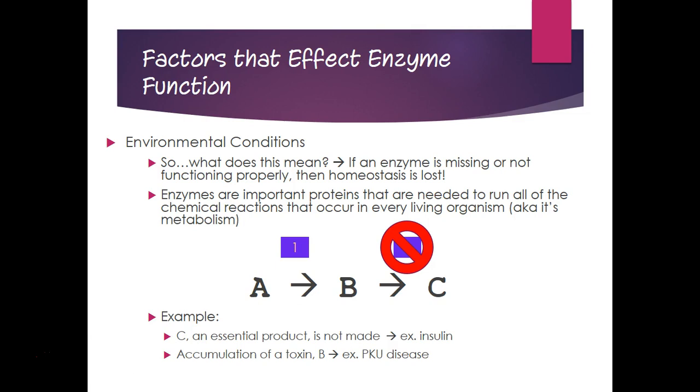Something called PKU disease is an example of that sort of situation. In fact, it's a disease that we typically test newborns for. Why? Because it's actually something that we can control with diet. So long as they stay away from certain amino acids that their bodies aren't able to break down, they don't have any problems. Okay, but if they happen to ingest it, they're missing this enzyme, and so this toxic product builds up and it can make people very sick.